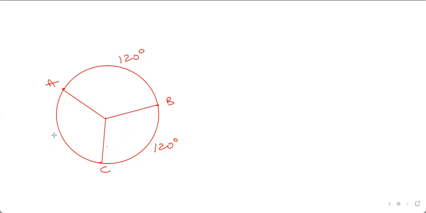Just guess and tell me what will be the measure of the arc AC. Actually, right now you should be able to precisely calculate. The total angle is 360. We have already used up 240 degrees. So what is left with us is 120 degrees. So this is also 120 degrees. Simple calculation. The question is about the triangle ABC. Let us draw that triangle ABC.